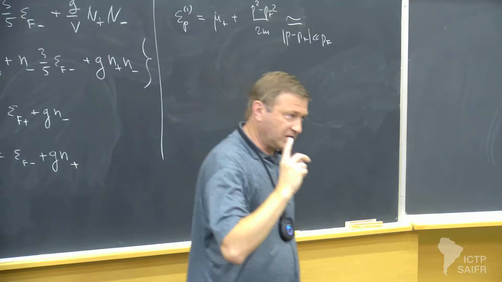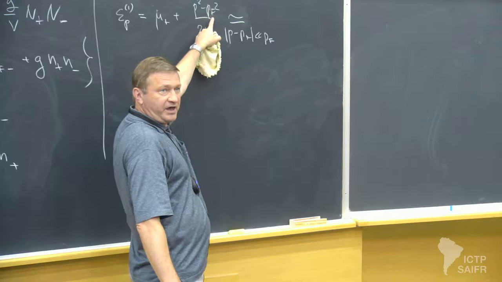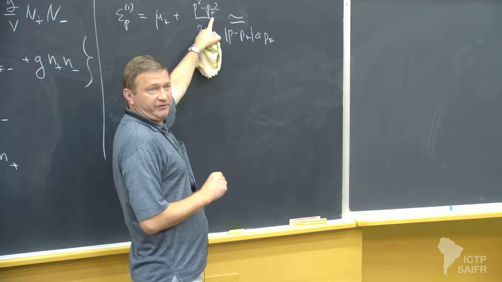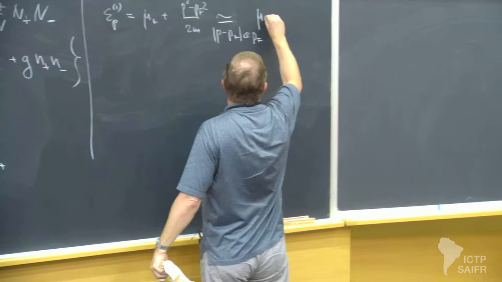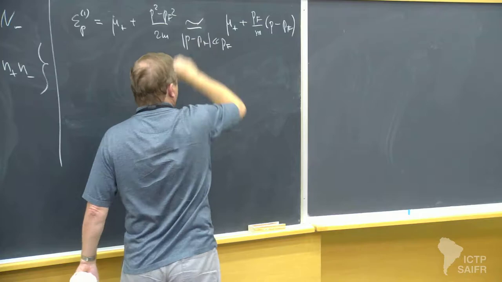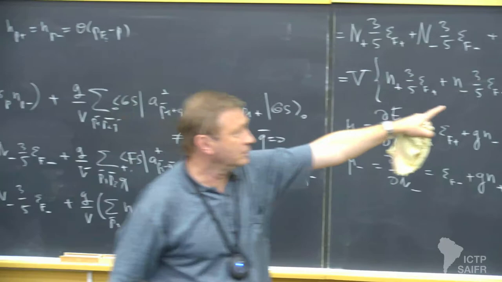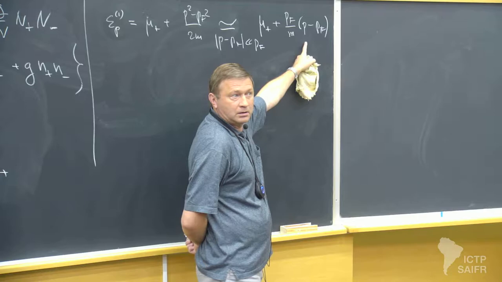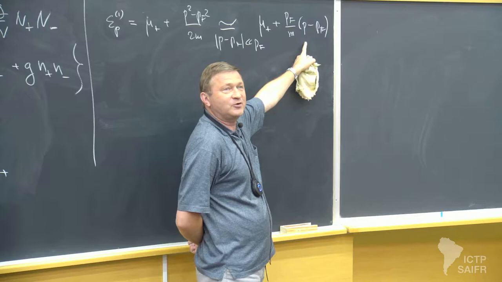Then, of course, I can expand P minus PF, which is small, and P plus PF, which I will replace by 2PF. Yeah? So let me write the answer, and then I ask you, should I explain it a bit more? So this is not exact, but should I explain more how I get it? Or is it clear? Raise the hand who doesn't want. Okay, you want. Okay, good.